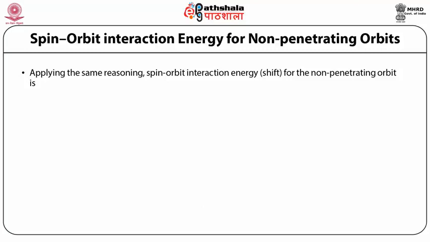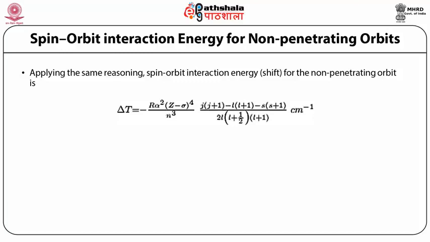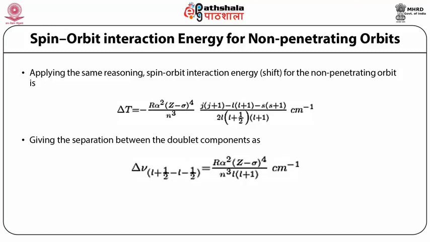Applying the same reasoning, spin orbit interaction energy, that means the shift for the non-penetrating orbit, is given by delta T is equal to minus R alpha square Z minus sigma raised to the power 4 divided by n cube, J into J plus 1 minus L into L plus 1 minus S into S plus 1 divided by 2L into L plus 1 by 2 L plus 1, and the units are centimeter inverse, giving the separation between the doublet components as delta nu L plus 1 by 2 minus L minus 1 by 2 is equal to R alpha square Z minus sigma raised to the power 4 upon n cube L into L plus 1 centimeter inverse.